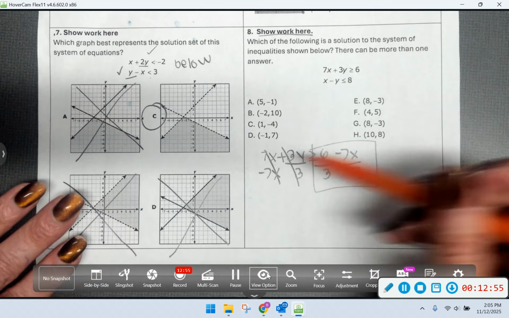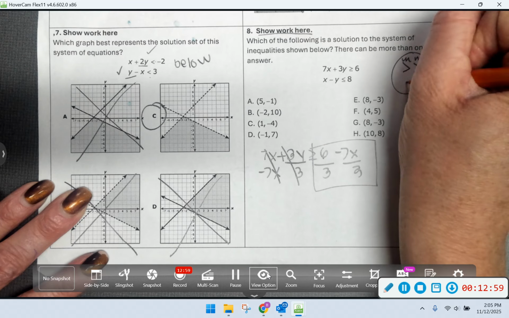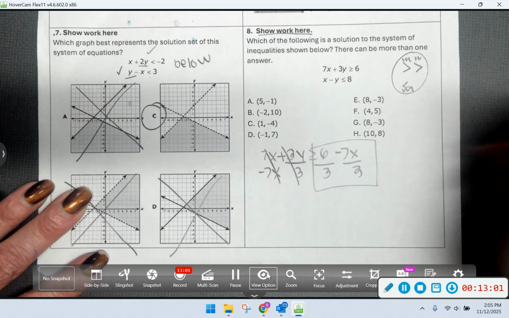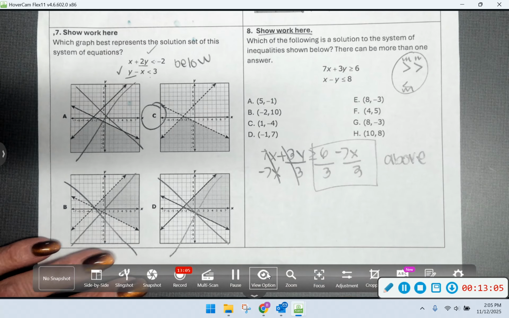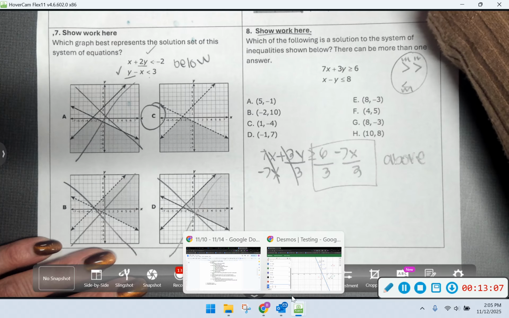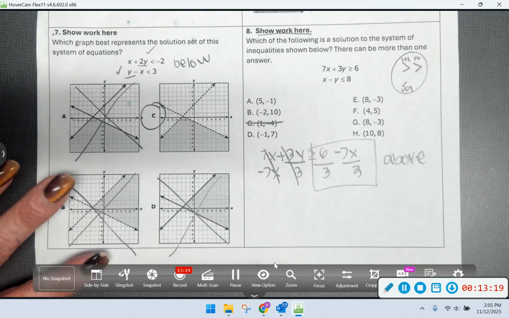Now, this symbol looks like Slim Shady's eyes, so we're going to shade above. So I'm going to go back and cross out the ones that are shaded below. The only one shaded below is 1, -4, so I'm going to go ahead and cross it off. Now, I'm going to go back, and I'm going to solve the second one.